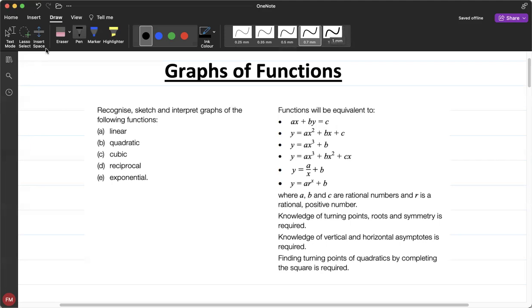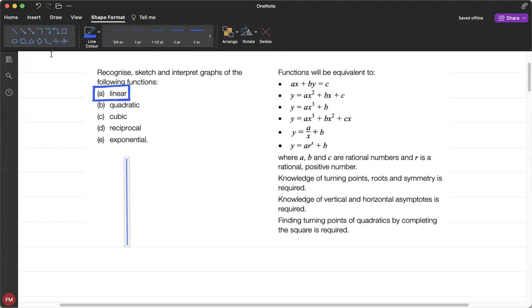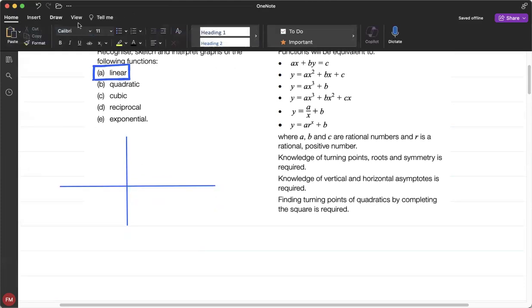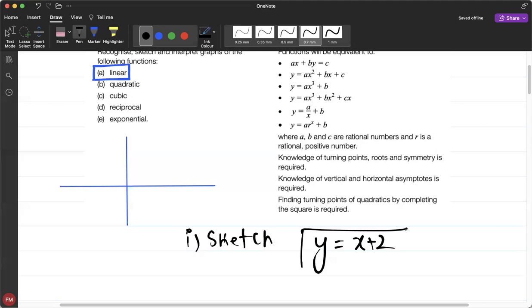So let's continue. Now, whenever it comes to identifying or even sketching as well, the first type of graph that we have is known as a linear graph. Now, whenever I say the word linear, that means it's a straight line. So if I were to sketch this out, maybe I can say this is the kind of graph that I have. And the equation over here says sketch y equals x plus 2.